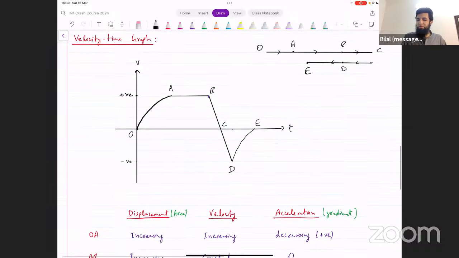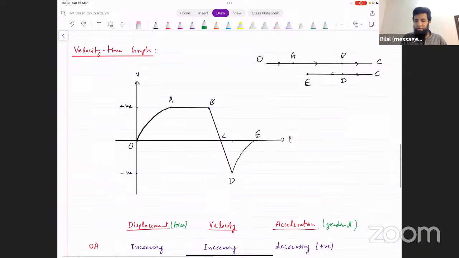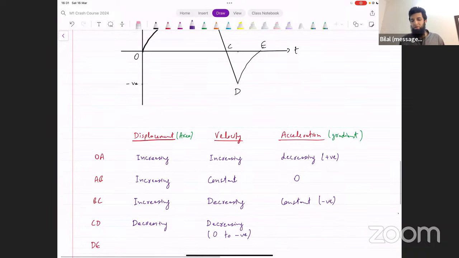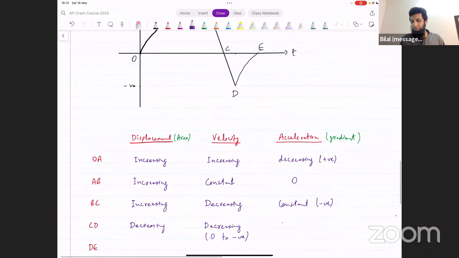This is what the journey looks like here. So from C to D, you can see the displacement is decreasing. Displacement from the origin, again keeping the right side as positive. At C, the displacement was more. When the particle comes to D, the displacement is decreasing. What about acceleration? Acceleration is constant at a negative value because the gradient is constant.